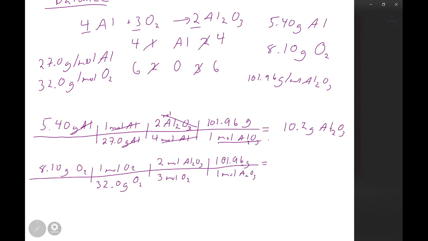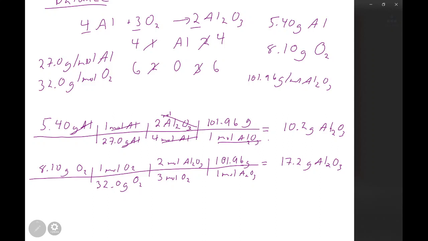Okay, then I just need to do my calculation. So 8.1 times 2 times 101.96 divided by 32 divided by 3. And from this I get 17.2 grams of aluminum oxide. Okay.